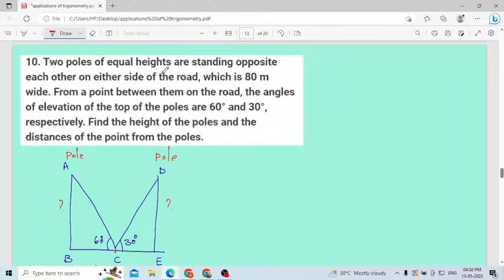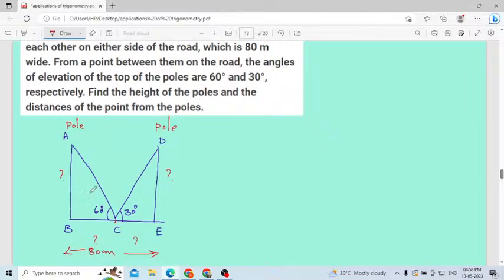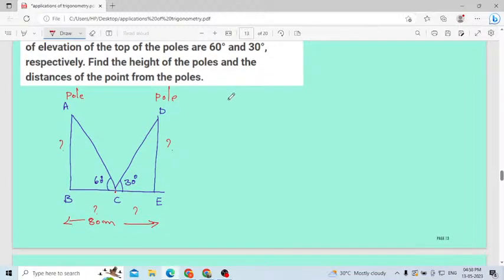See, two poles of equal heights are standing opposite to each other on either side of the road, which is 80 meter wide, and the angles of elevation are given. One is 60 degree, another one is 30 degree. Then you have to calculate the height of the poles, and the distance of the point from the poles. These two distances also you have to calculate. Understood the question?